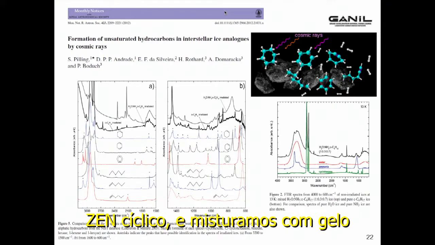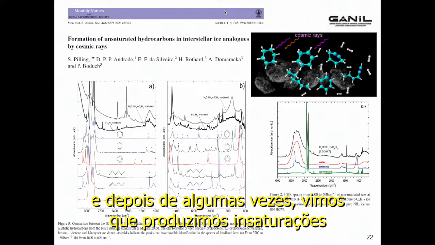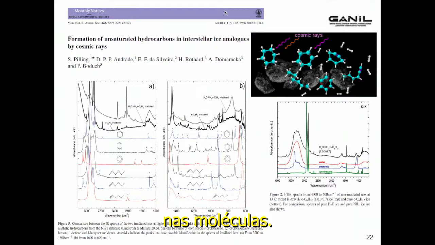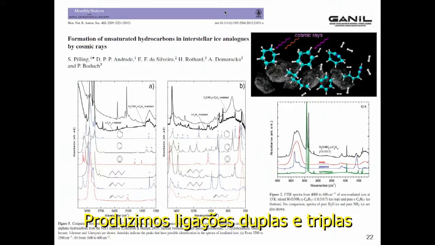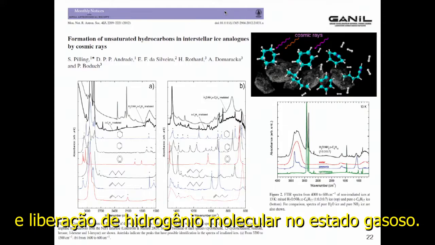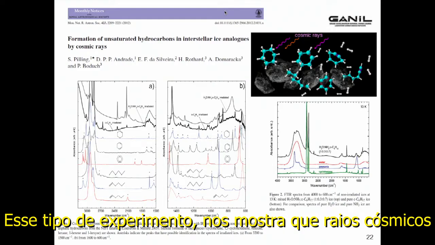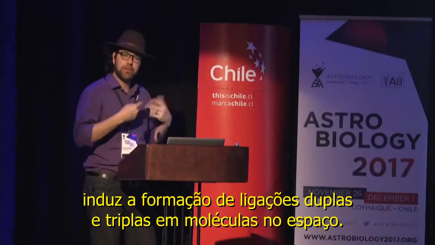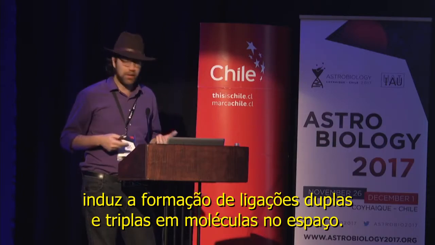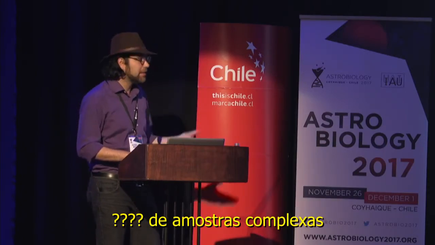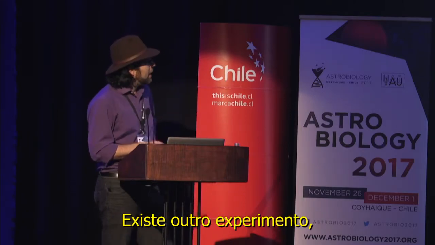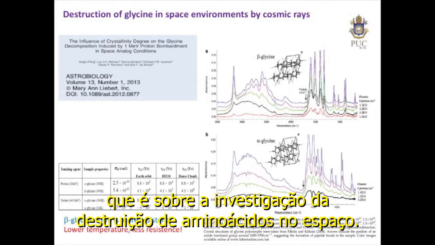Another interesting experiment we did is the formation of unsaturated hydrocarbons during cosmic ray bombardment. We start with cyclohexane mixed ices, and after some time we saw that we produce unsaturation in the molecules. We produce double bonds and triple bonds, and we release molecular hydrogen to the gas phase. This type of experiment shows us that cosmic rays induce the formation of double and triple bonds in space, enhancing the complexity of samples.